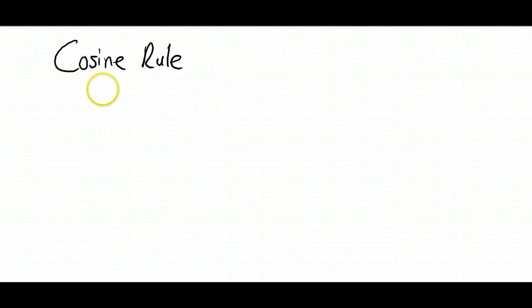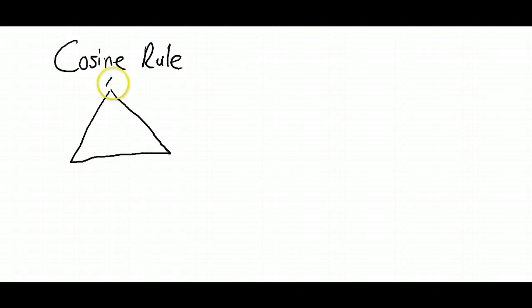Okay, in this video we're going to look at the cosine rule. The cosine rule is used to solve particular problems for non-right angled triangles which can't be solved using the sine rule. Okay, for the sine rule we were able to solve problems where we had two sides.